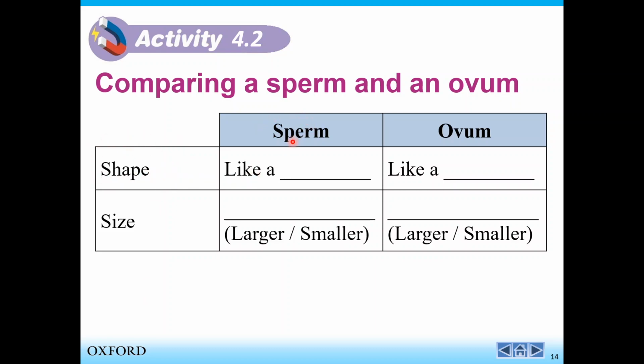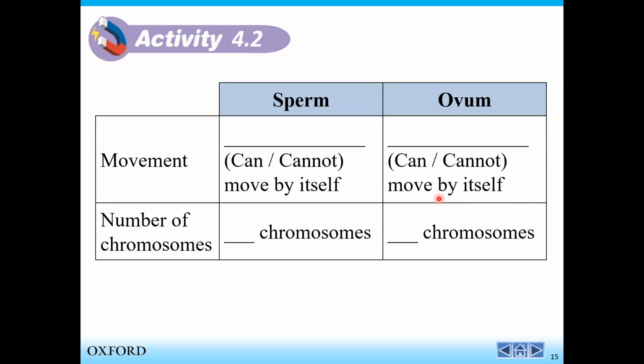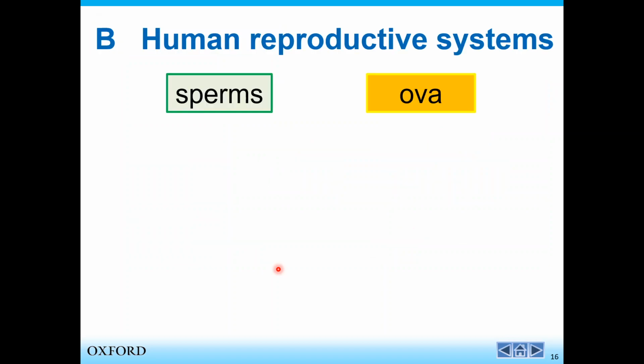So let us compare a sperm and the ovum in terms of shape. A sperm is like a tadpole and the ovum is like a ball. The size of the sperm is smaller and the ovum is larger. How about the movement? The sperm can move and the ovum cannot move. And the number of chromosomes, the sperm has 23 and the ovum has 23 as well. They both carry the same number of chromosomes in the nucleus.